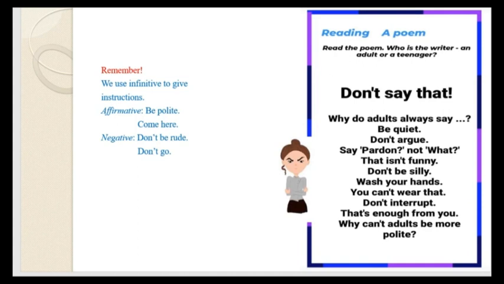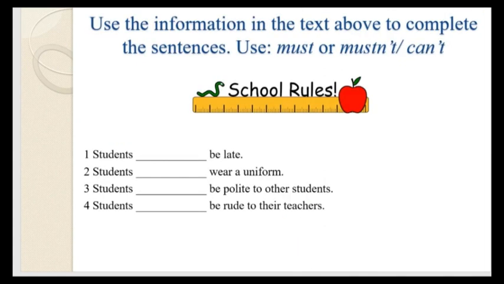And now, let's move on to one exercise. Use the information in the text above to complete the sentences. Dakle, koristite informacije iz teksta koji smo upravo pročitali da dopunite ove rečenice. Use must or mustn't or can't. Dakle, koristit ćemo modalne glagole kao što su must ili mustn't ili can't. School rules. Školska pravila.